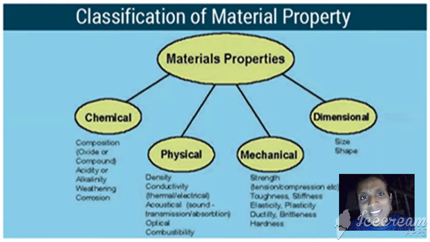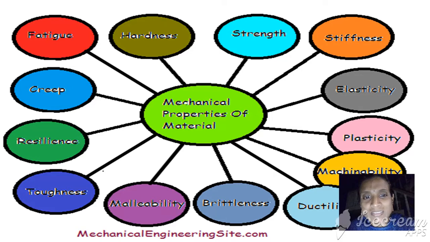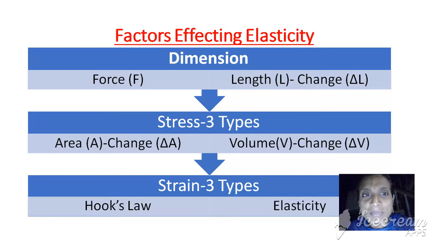So, in the present lesson, elasticity depends upon the mechanical properties of the materials. These are the different mechanical properties of the materials: strength, stiffness, and then elasticity, plasticity, machinability, ductility. Some of the materials make it breakable: brittleness, malleability, toughness, resilience, and creep. The last one is fatigue. So all this indicates the mechanical properties of the materials.